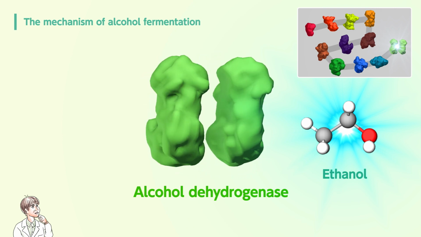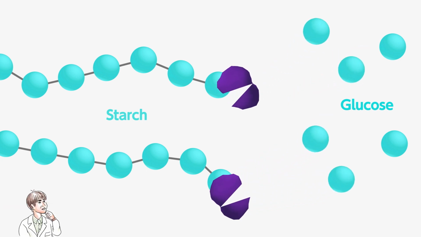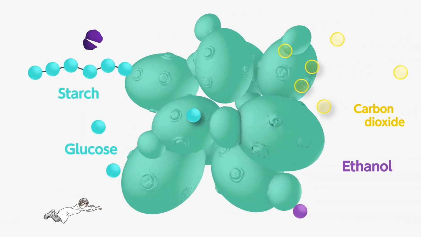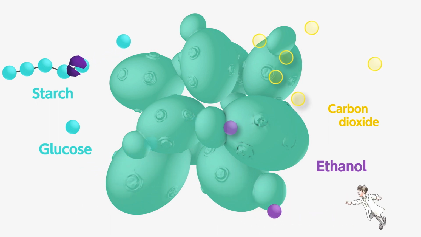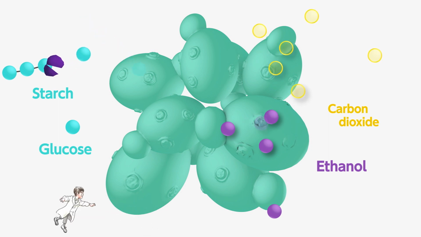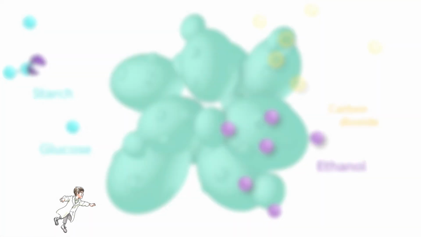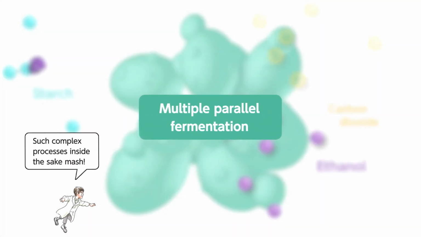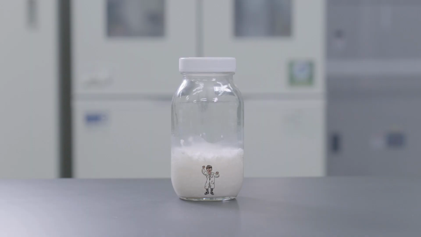Till this point, we've observed the saccharification and alcohol fermentation processes. Saccharification is the process in which amylase, produced by koji mold, helps degradation of starch into glucose. Alcohol fermentation is the process in which glucose is transported into yeast cells and finally converted into ethanol and carbon dioxide. These two processes occur simultaneously in the sake mash. This is called multiple parallel fermentation. Sake is brewed using this unique process.